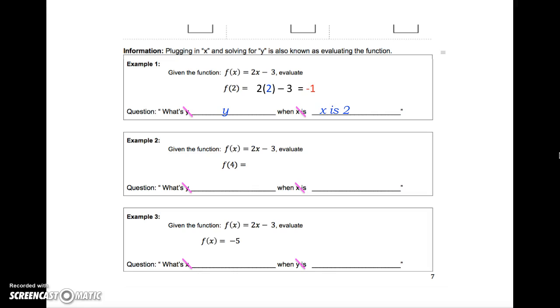Okay, so looking at this, again, I'm substituting the x for a number, which is 4. The question I would ask myself is, what's y when x is 4? And to find out what y is when x is 4, I need to substitute the x on this side by 4. And I did that in the previous slides, so we know the answer here is 5. That means that f of 4 is equal to 5.